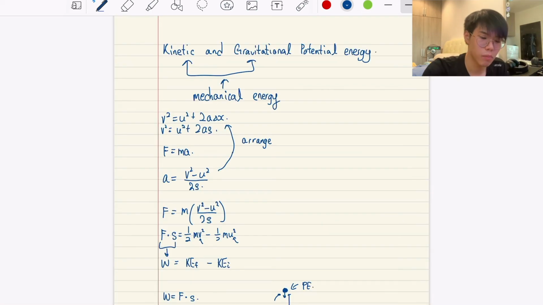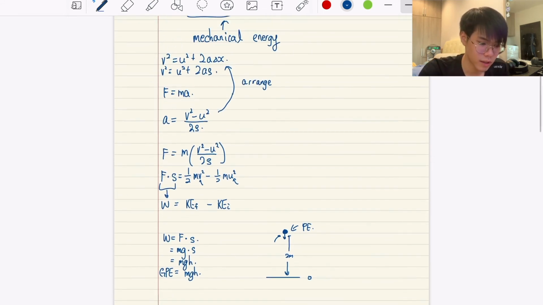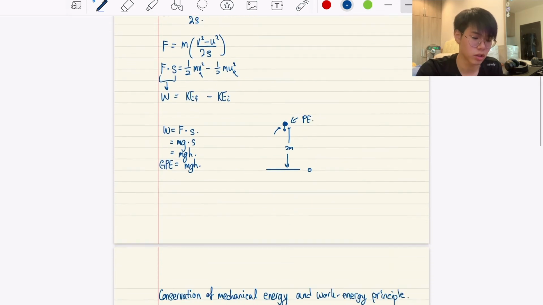It's really important that you state it's a gravitational potential energy, because potential energy can exist in many forms. For example, potential energy in the molecules, or the potential energy in electricity. So it's really important to state that your potential energy is actually gravitational potential energy.